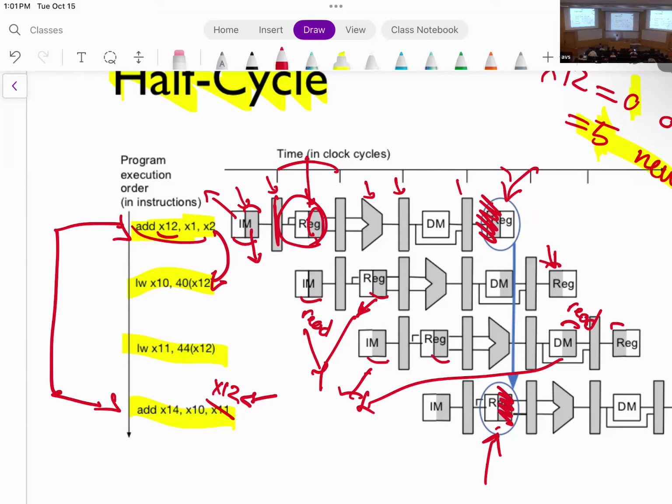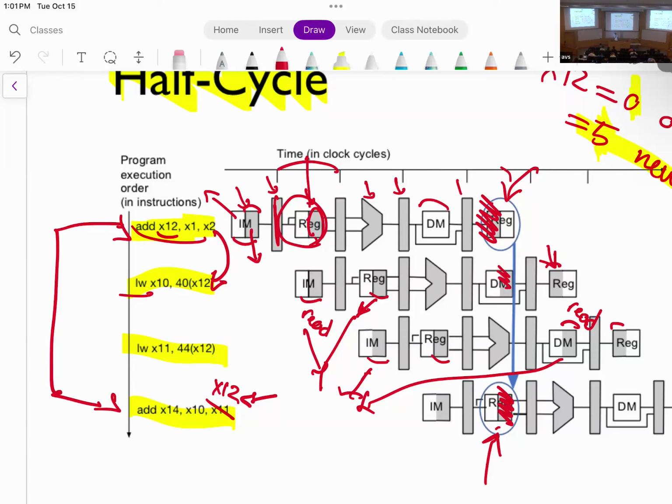For example, you'll see that this is completely white because this is an add instruction that doesn't use the memory. That's why it's completely white, which means that I'm not really using memory. But for this load word, you can see that it's gray because I'm reading from the memory. And since it's a read, it happens in the second half cycle.